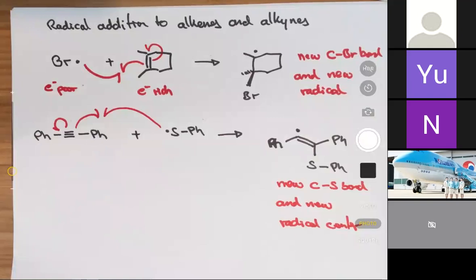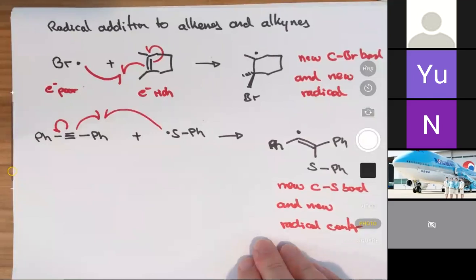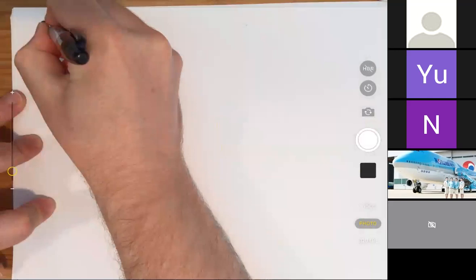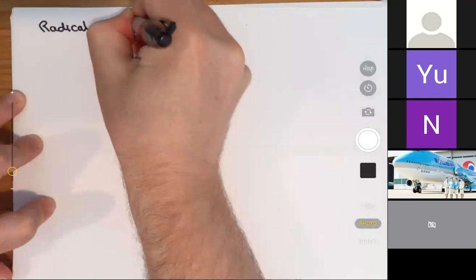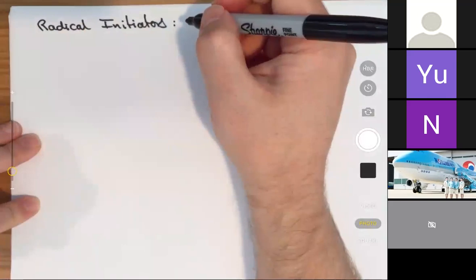And there's a set of well-known molecules used in the chemical laboratory that are specifically designed to have a very weak bond that breaks under either light or heat and generates this initial radical that starts the radical reaction or the radical cascade. And we're going to introduce some of these. So let's call these radical starters or radical initiators. And usually they rely on a weak bond or the homolysis of a weak bond.